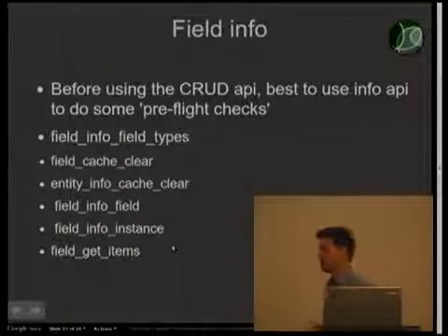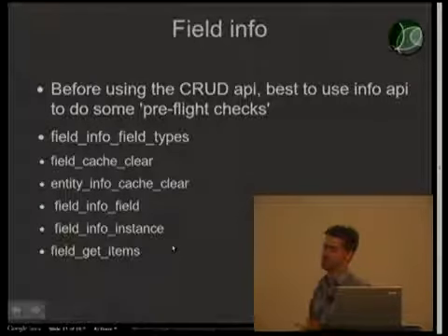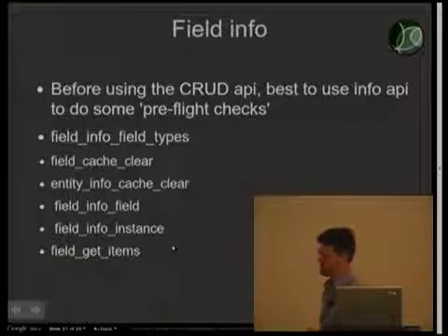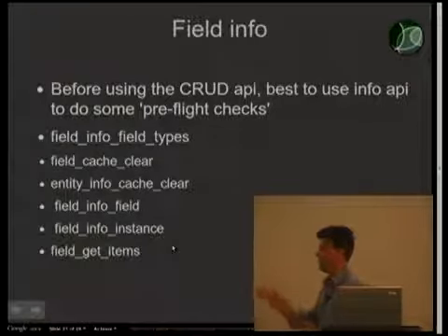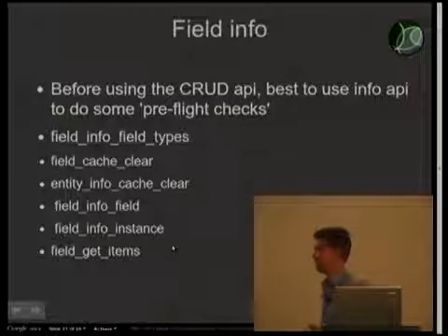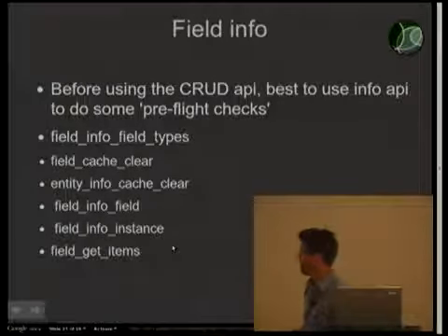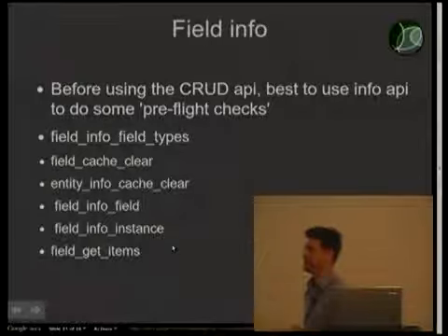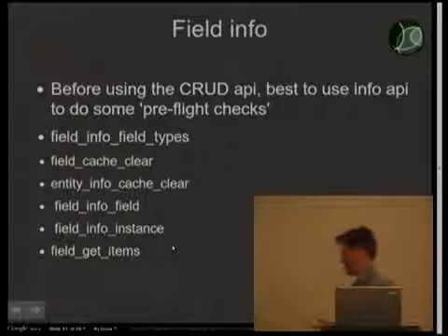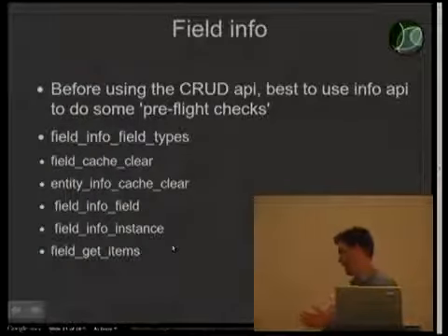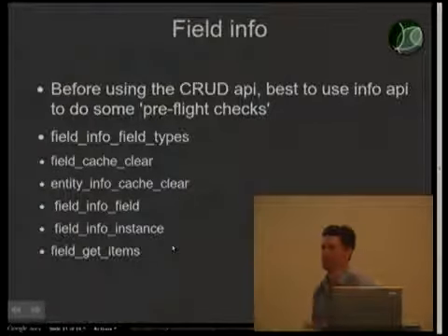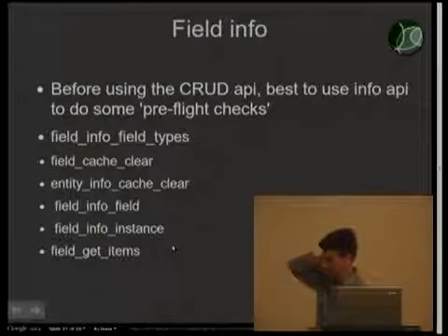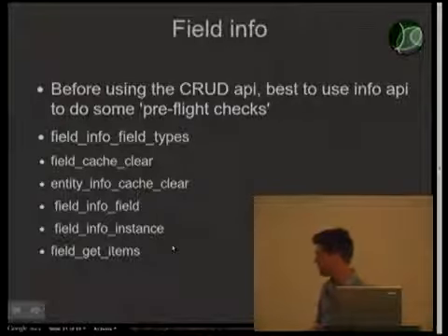field_info_field will give you information about a particular field that's available on your site. So say you use the standard install profile and you get your field_image on the page content type. field_info_field will give you all the information you need to know about that field, and field_info_instance will give you all the information you need to know about a particular instance of that field. So say you've got an image field which is on a page bundle and a story bundle. You can use field_info_instance to get the particular configuration for that instance on that bundle.